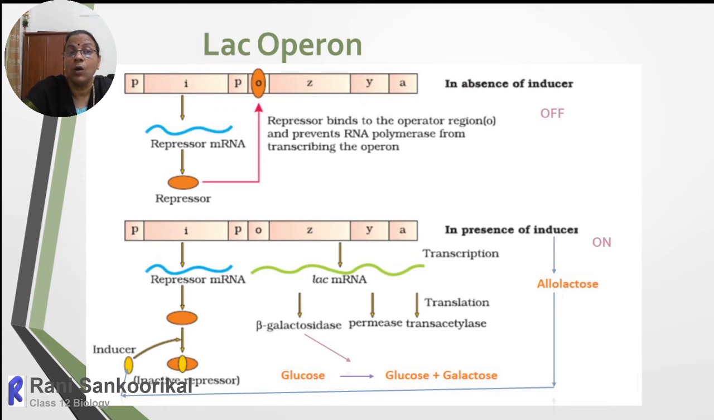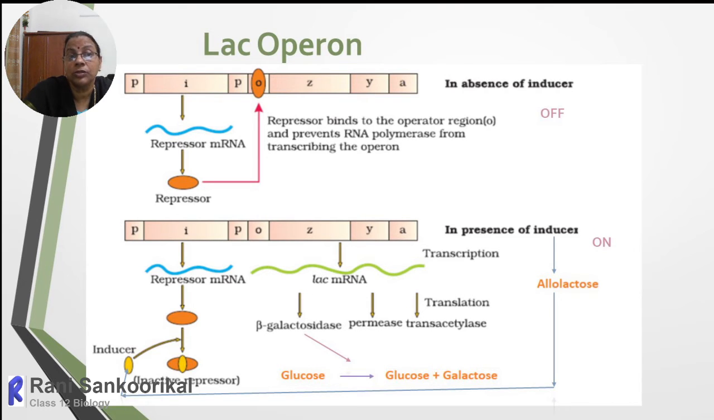The second condition is the presence of the inducer. In the absence of lactose, it is not needed because glucose is present. Glucose is the best source of energy. But suppose the glucose is exhausted from the medium, then the bacteria will have to depend on some other source of carbon. So at that time, glucose is absent, but you are adding lactose.